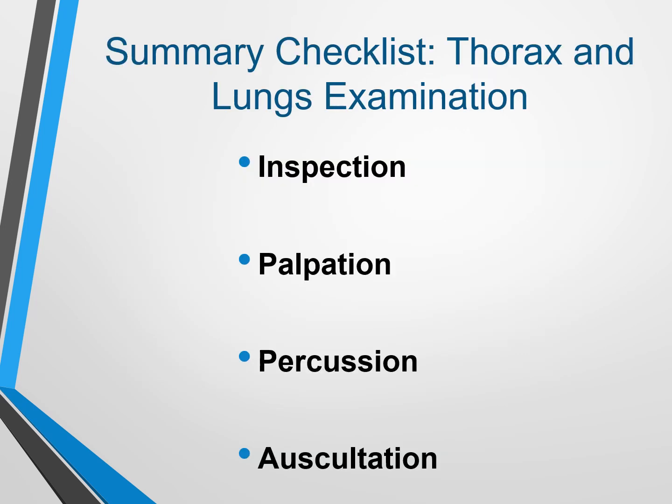Summary checklist on an examination. Inspection first. Check the thoracic cage, respiration, skin color and condition, the person's facial expression and level of consciousness. Palpation: confirm symmetric expansion and tactile fremitus, detect any lumps, masses, or tenderness. Percussion: lung fields, and estimate diaphragmatic excursion. We don't typically do this anymore. Auscultation: assess breath sounds and note any abnormal or adventitious breath sounds.